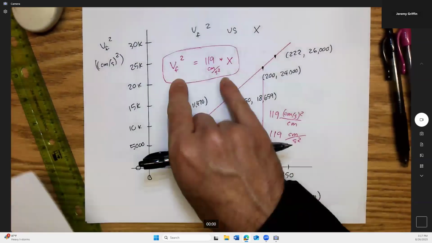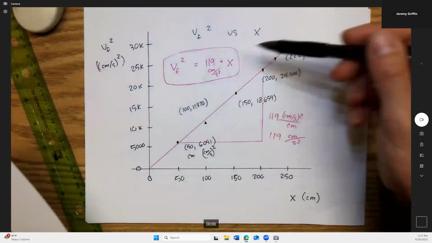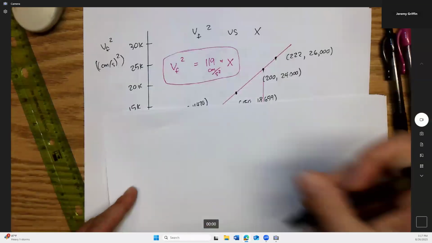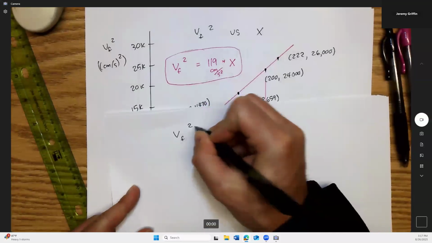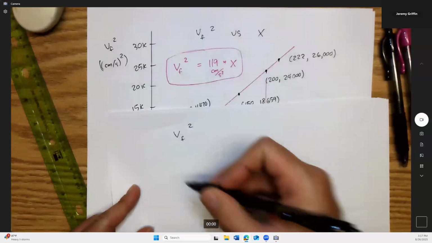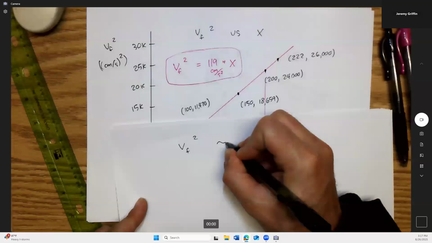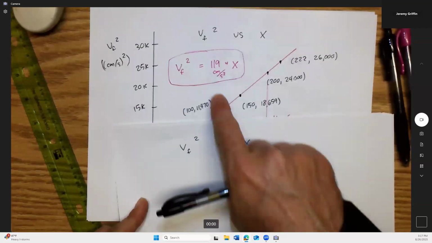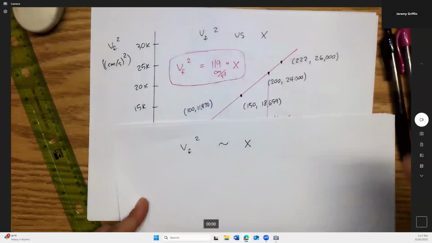And if you want to make that an exact equation, then that's where the slope comes in, and you get an exact slope number there. So I could say that the square of the speed, like the final speed, that's what the f is for, final, at the end of the incline, is proportional to how far the car has rolled. There's a proportionality symbol. If you want equals, you need that number, 119 centimeters per second squared.